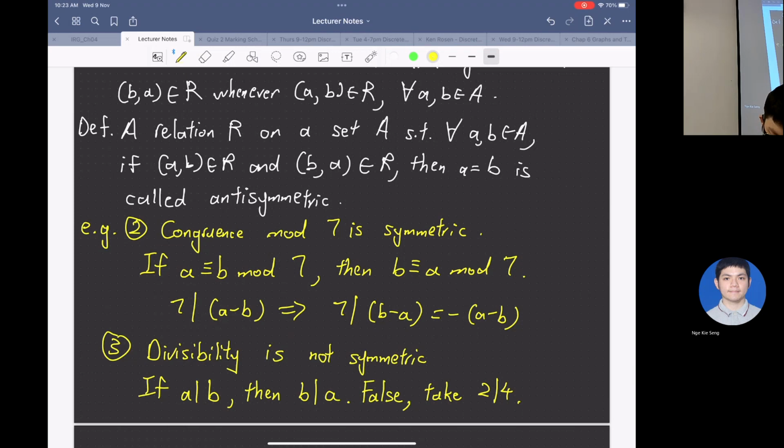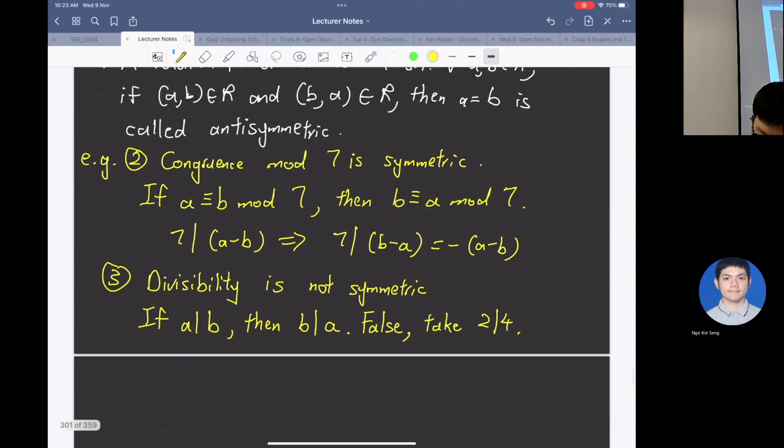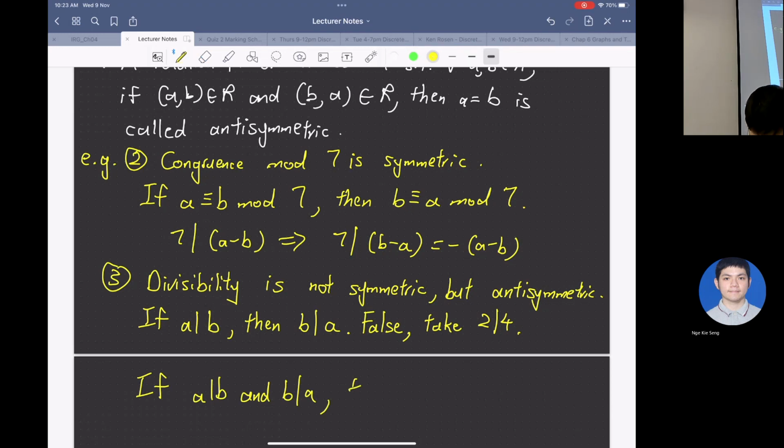But divisibility is anti-symmetric. Why? Because you can prove that if A divides B and B divides A, then the only possible way is A equal to B. Try to prove this. You can prove this.